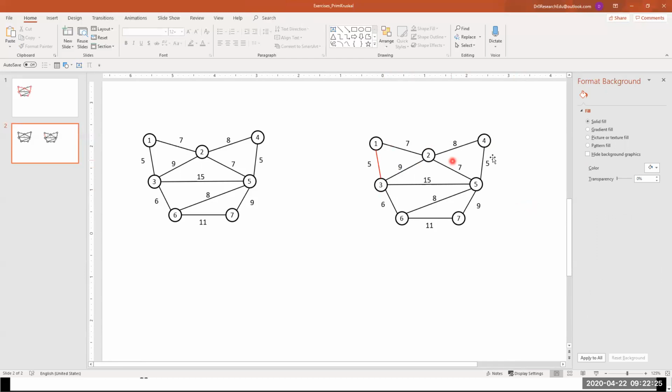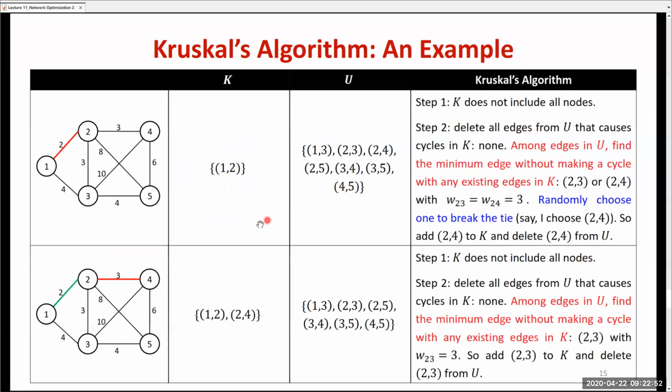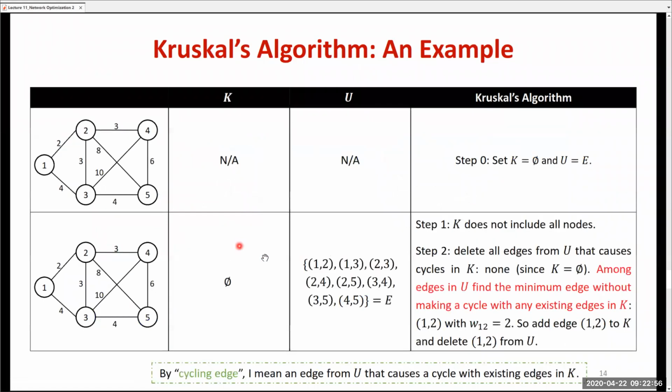So among all these black edges, first of all, you are not gonna delete anything in step 2.1, right? Because nothing is gonna make a cycle with edge 1, 3, right? And then what is the next? Among all these black edges, what is the smallest weight? Oh, so they don't have to be connected? No, they don't have to. Let me show you the step here. This is Kruskal, right? They don't have to be connected.